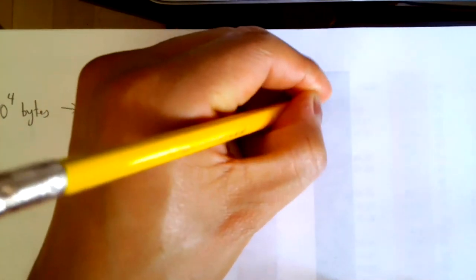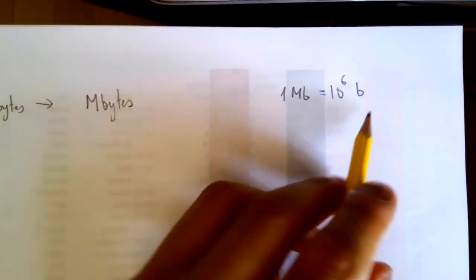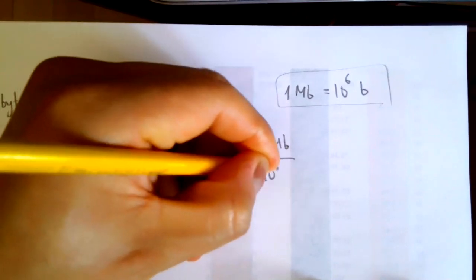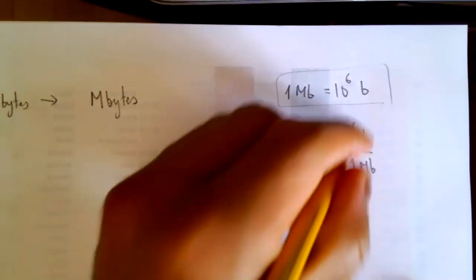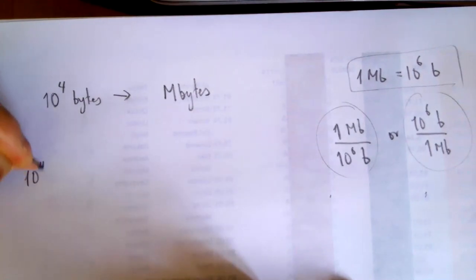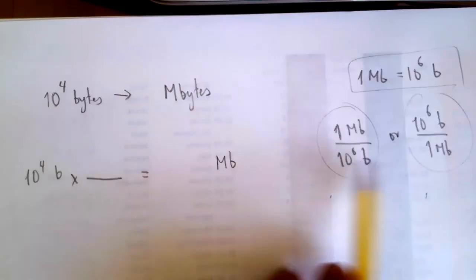So I know that 1 megabyte is equal to 10 to the 6 bytes, right? That's my conversion factor, or the equivalence. So 1 megabyte divided by 10 to the 6 bytes, or I could say 10 to the 6 bytes divided by 1 megabyte. So those are the two different types of conversion factors I can create. Okay, so now let's go here. I want the bytes to be canceled out, right? Here we put my conversion factor, and then I want to get megabytes.